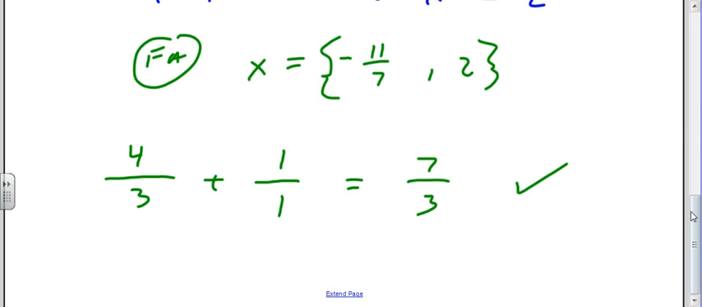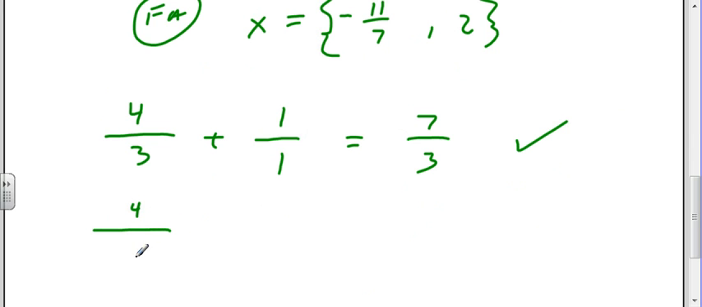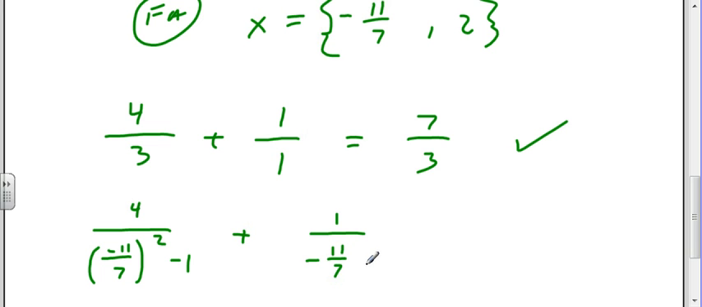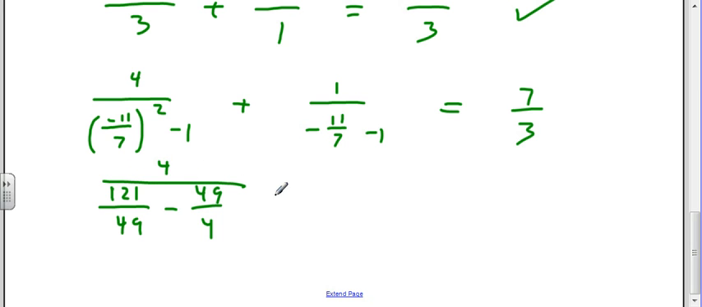Can we check the minus 11 over 7 real quick, or are we out of time? We can check it real quick, right? 4 divided by minus 11 over 7 squared minus 1, plus 1 over minus 11 over 7 minus 1 is equal to 7 over 3. All right, well, we got 11 squared, 121, 121 over 49 minus 49 over 49, all over 4 plus 1 over, put a minus sign there. So this is 18 over 7. 18 over 7 is supposed to be 7 over 3.